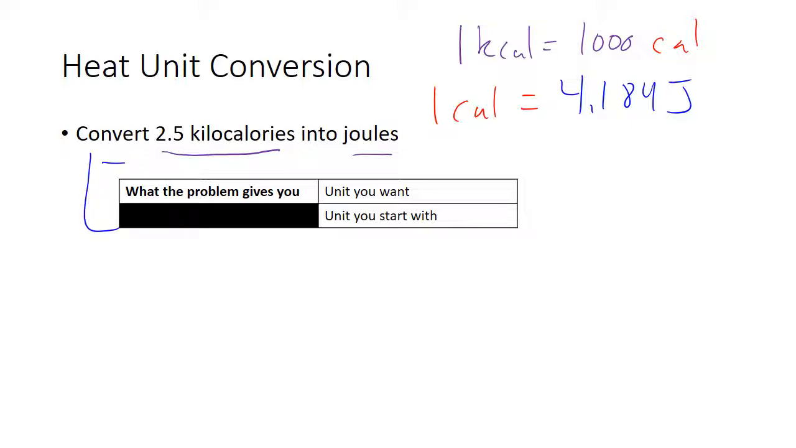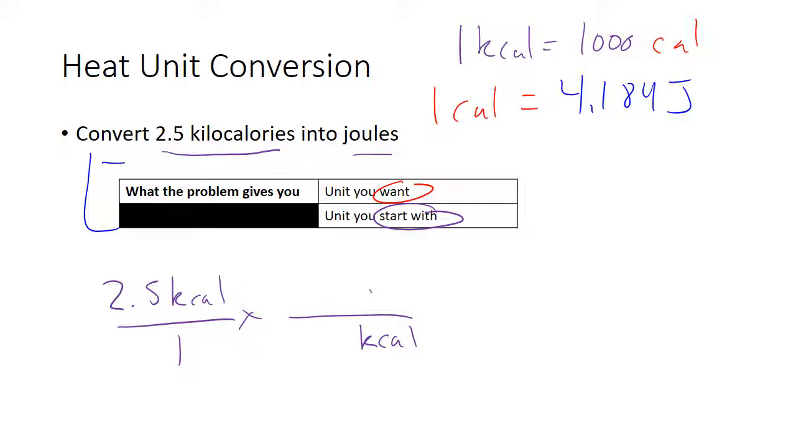So what does the problem give us? The problem gives us 2.5 kilocalories. I'm going to put it over 1 so it all lines up. Remember, anything divided by 1 is itself, so this is just making a nice fraction. Okay, what are we starting with? We're starting with kilocalories, so kilocalories goes on the bottom, and the unit that we want is calories, so calories go on top. And then 1,000 calories is equal to 1 kilocalorie. Now we can cancel out kilocalories, so we have calories left.